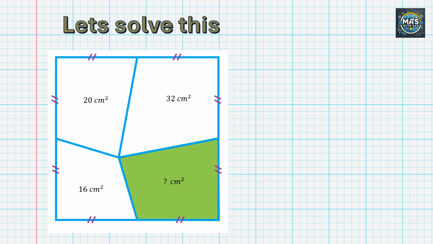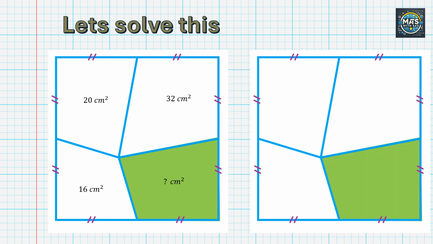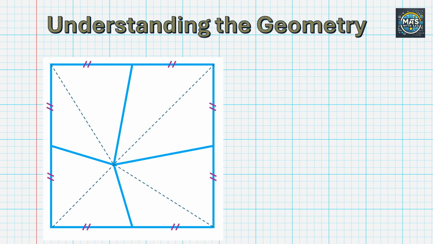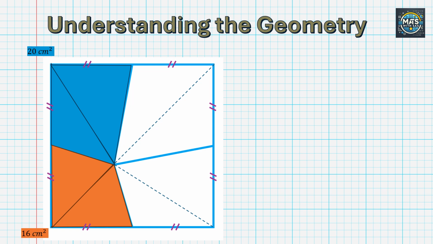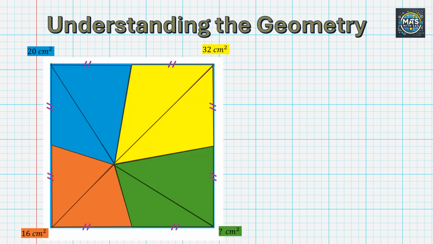Let's get started. To solve this, let's first create triangles by connecting the interior point to the 4 corners of the square. This divides the square into 8 smaller triangles. Now, let's color code the regions. The region with an area of 16 is orange. The region with an area of 20 is blue. The region with an area of 32 is yellow. The green region is the one we need to solve.